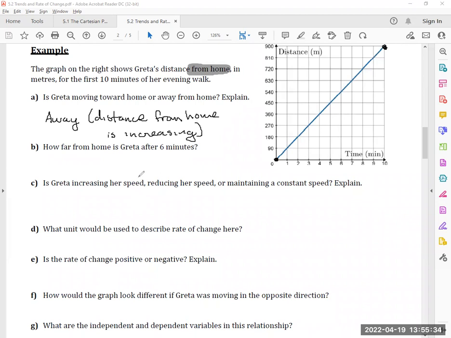Here's another scatter plot-like question you can see in the future. How far from home is Greta after 6 minutes? What do they want? What do they give you? Between X and Y. Think about this like it was an algebra question. What do they want? X or Y. And what do they give you? X or Y.